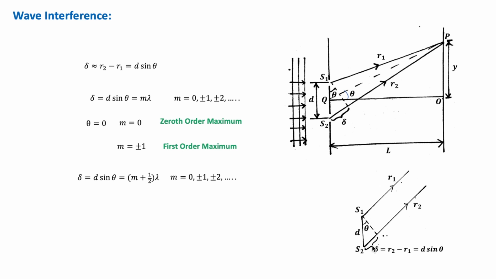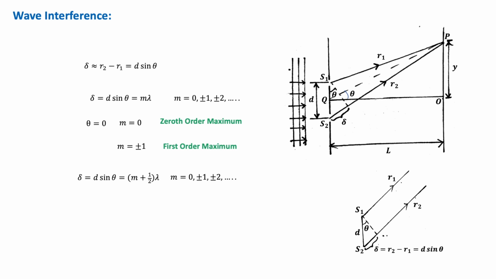So the value of this delta, the path difference, will determine whether the two waves leaving the slits will arrive at P in phase or out of phase. So if delta is 0 or some integral multiple of the wavelength, m lambda, then the two waves are in phase at P, and then they will interfere constructively.